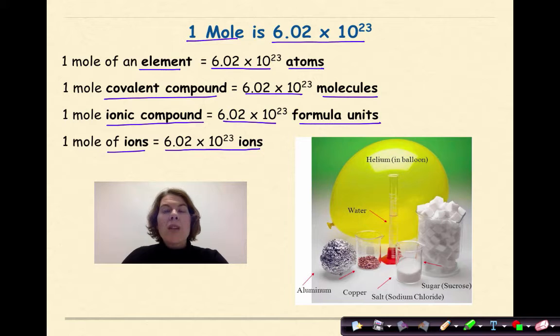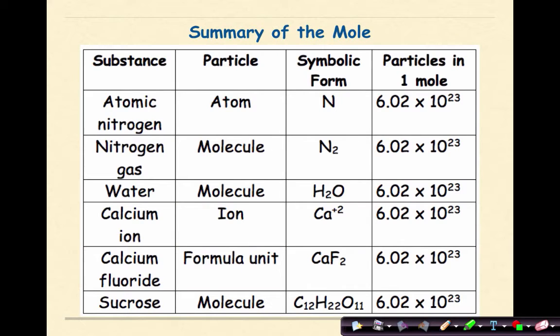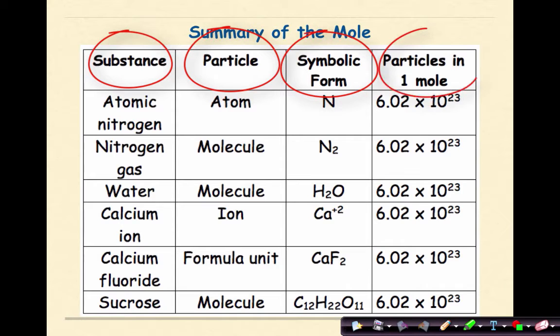So in this image down here, we have a balloon filled with helium representing 1 mole of helium, a graduated cylinder of water representing a mole of water, a mole of copper, a mole of aluminum, salt, as in sodium chloride of course, and sugar, which the chemical name of sugar is sucrose. Here's another way of looking at it. I have a substance, a particle, a symbolic form, and particles in 1 mole.